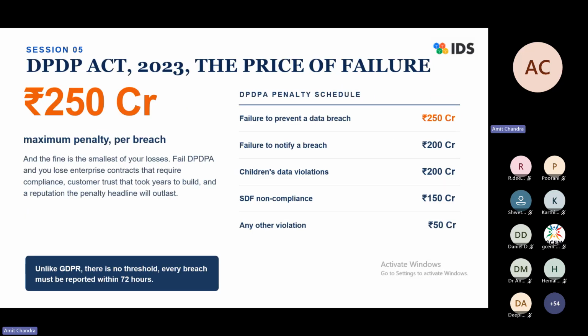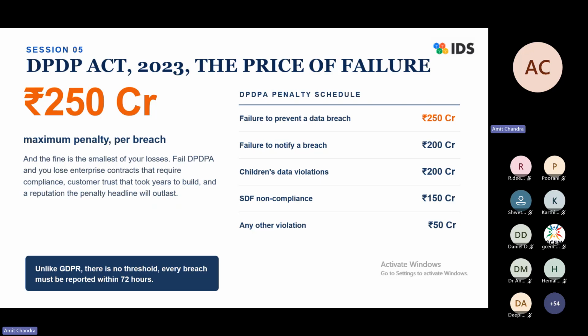Now let's look into this. This is something very important in terms of the financial obligation which is going to come to an organization. The maximum penalty is around 250 crores, and it has been segregated into different schedules. Failure to prevent a data breach is 250 crore. If you are unable to notify the Data Protection Board about the breach, it is 200 crore. If the children are under 18 years and you violate the data of the children, it is 200 crore.